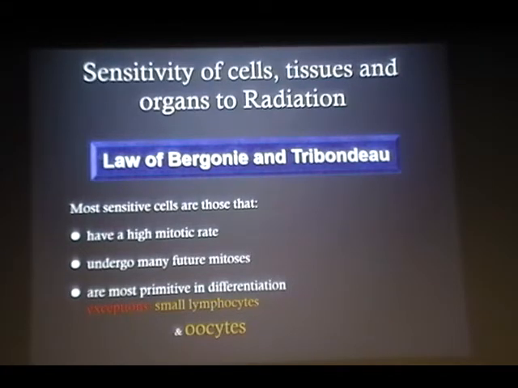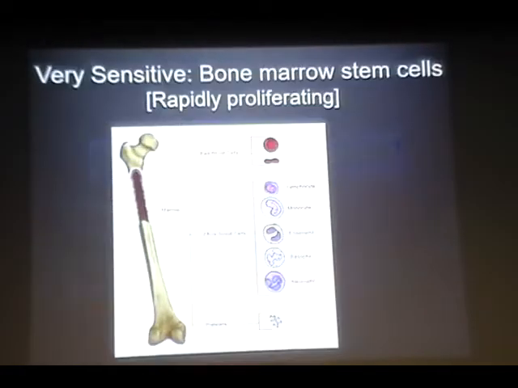Now, there is a law that says which cells are sensitive: the Law of Bergonié and Tribondeau. These are French scientists who came up with it, and they suggested that these cells are much more sensitive to radiation: those that have a very high mitotic rate, undergo many future mitoses, and are very primitive in differentiation. Exceptions are small oocytes and lymphocytes. Again, a very important slide.